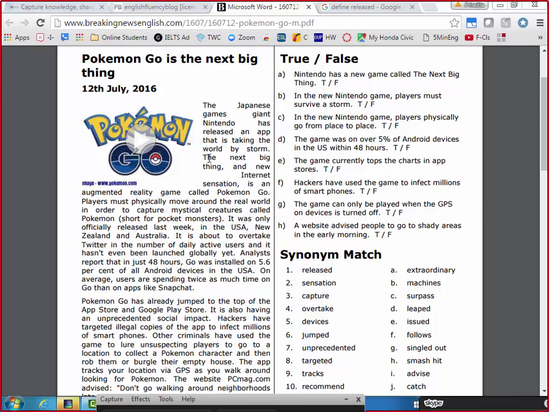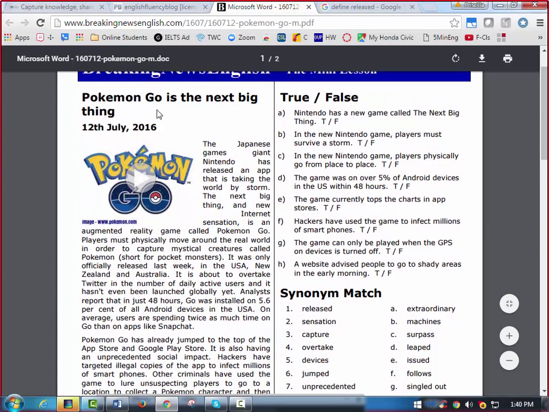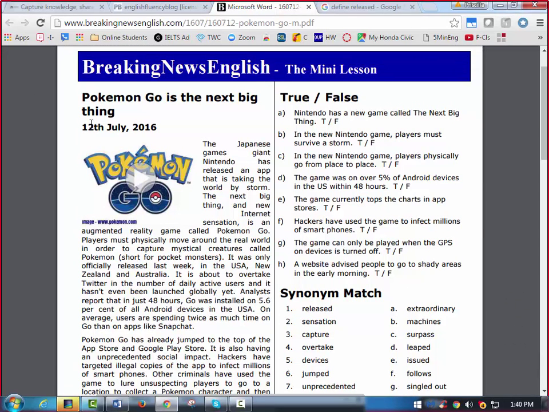All right, so today we're going to read this article. I'll ask you to read the article. You may start when you're ready. Pokemon. I read from your screen? Yes. Read from my screen.